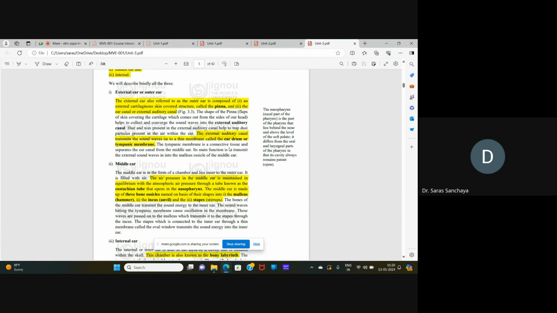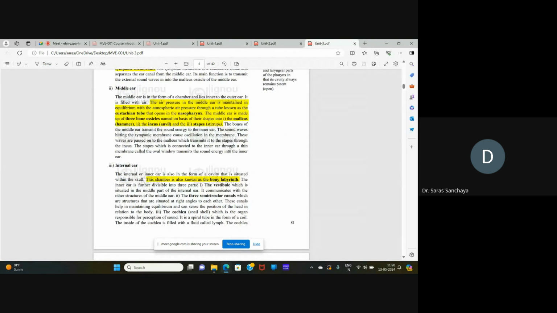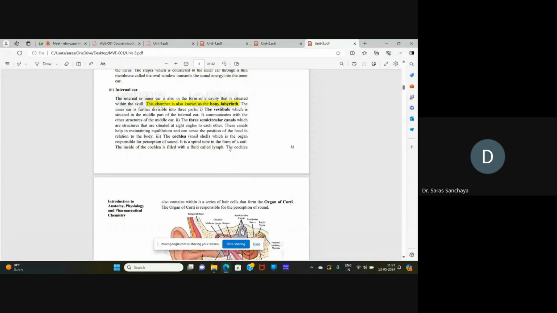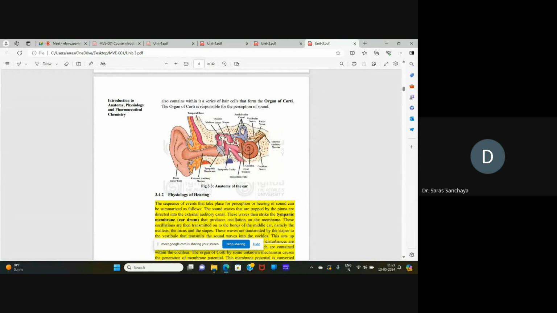The middle ear is made up of three bone ossicles named on the basis of their shape: the malleus, incus, and stapes. Now, the stapes is the smallest bone in our body. The longest bone is the femur, and the smallest bone is the stapes. Internal ear. This chamber is also known as the bony labyrinth. The inner ear is further divisible into three parts: the vestibule, the three semicircular canals, and the cochlea. So this is the whole anatomy of the ear.